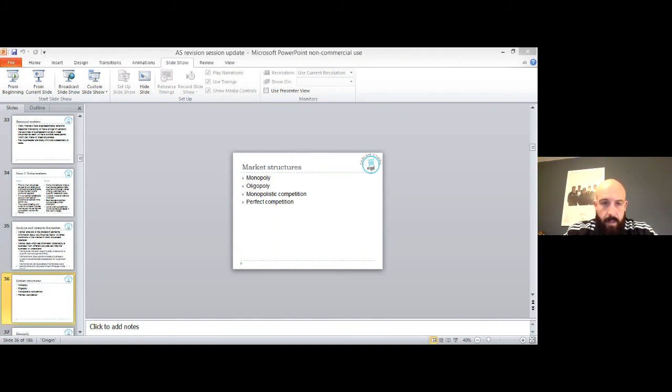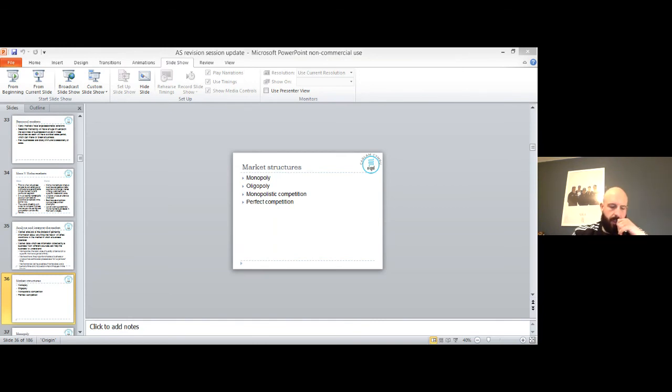Okay, so we'll move on to the sixth section then. We're looking at business structures. What we're looking at in this one is the difference between private and public sector. We're looking at sole traders, partnerships, charities, co-ops, and things like that.